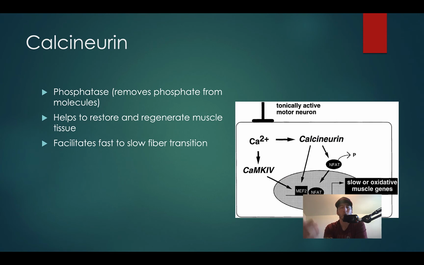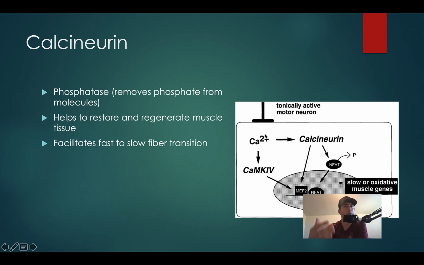Calcineurin is going to be responsible for removing phosphates from a molecule. What I want you to know is that it's used to actually help restore and regenerate muscle. And it's going to be one of the keys in the transition from fast to slow fiber types. So what you can see is this is a tonically active, so this is a constitutively active, or this is a chronically active motor neuron. It's a better way to understand that. When you have that increased activation of a motor neuron, you're going to increase the amount of calcium, right?